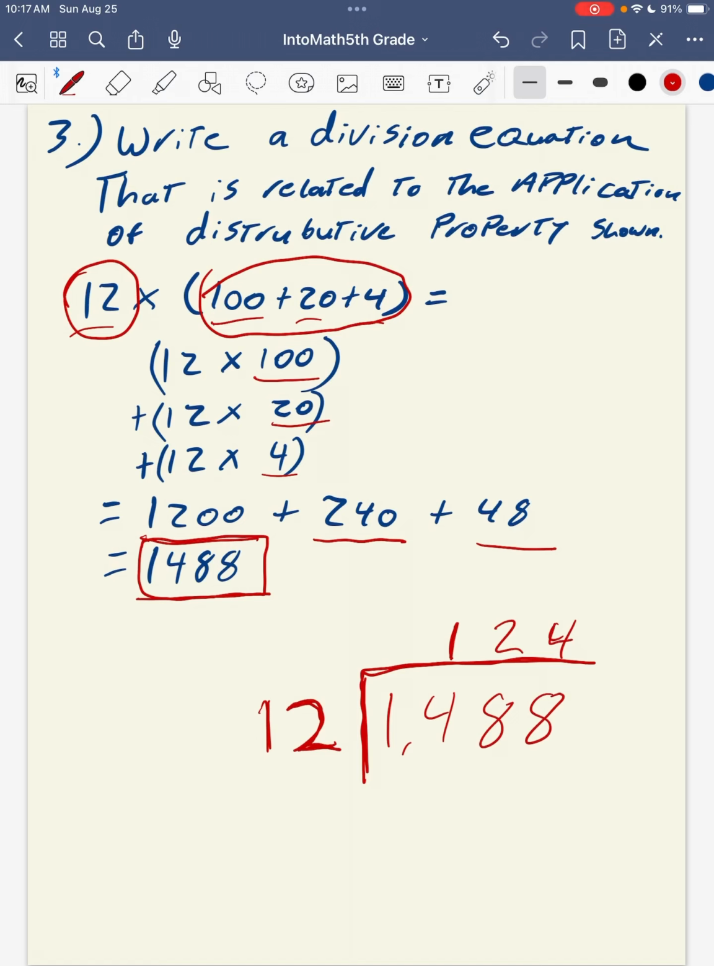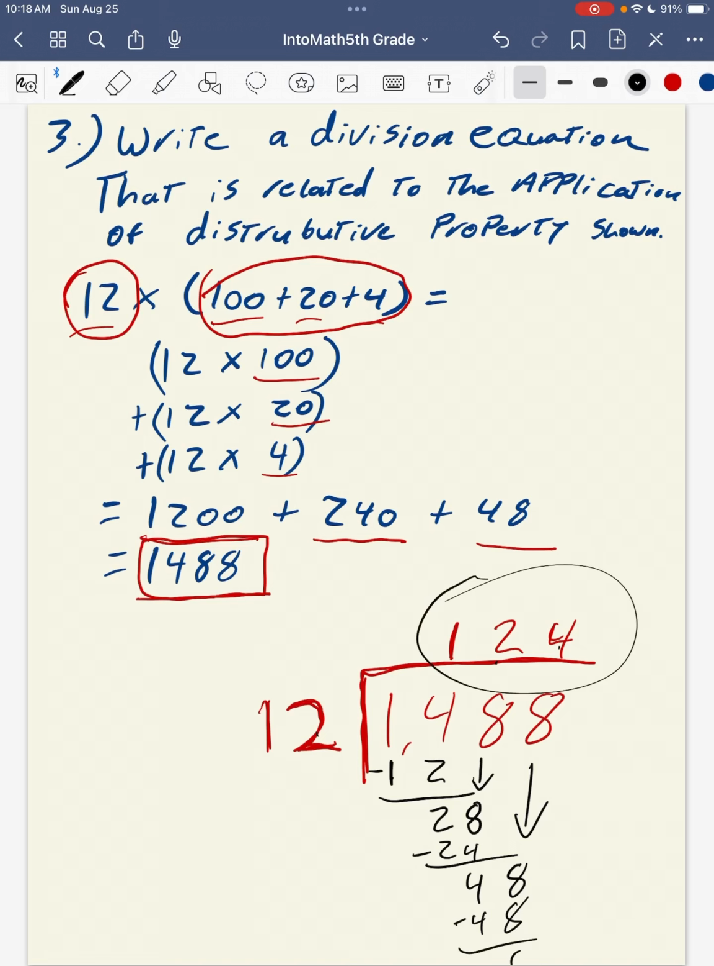124. To show out the math of how this division equation looks, we know that 12 can go into 14 one time. 14 minus 12 leaves us with 2. If we carry down the 8, 12 can go into 28 2 times. 2 times 12 is 24, which brings us down to 4. Carry down our 8. 12 can go into 48 4 times, minus 48, for a quotient of 124.